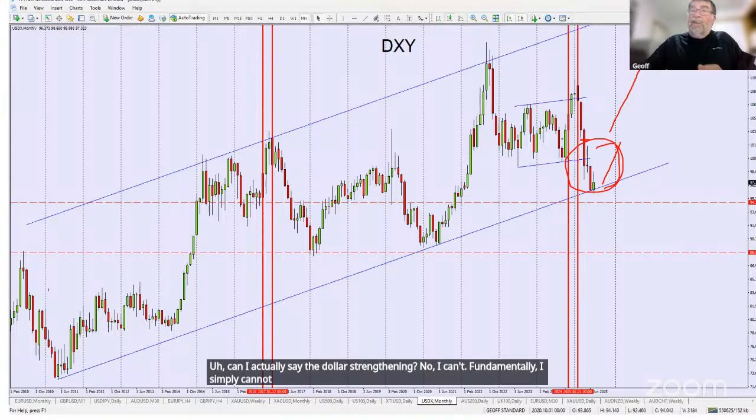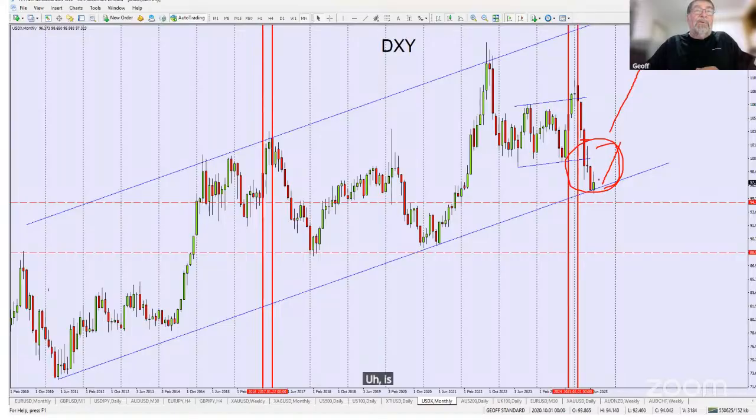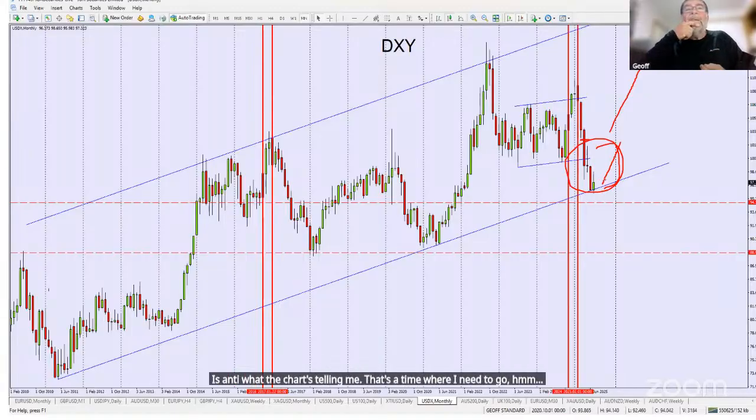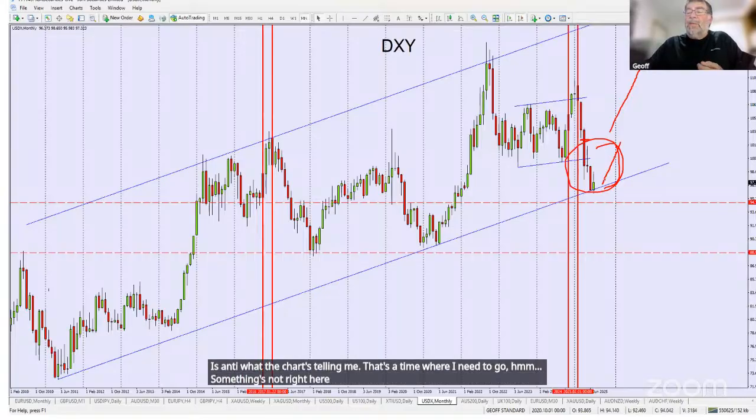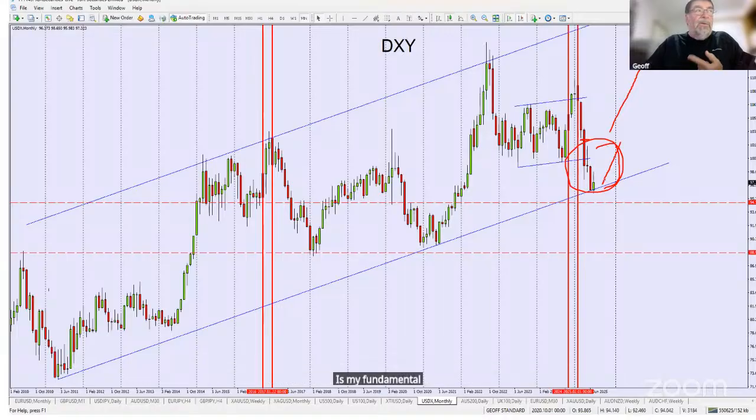So my bias currently is anti what the chart's telling me. That's a time where I need to go, something's not right here. Something's amiss. Am I right? Is my fundamental view right? Or is my technical view right? Well, I don't know yet. But this chart should tell me.